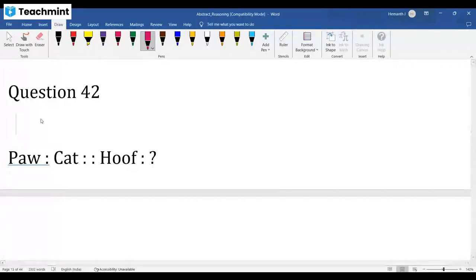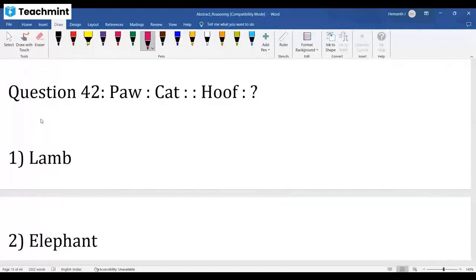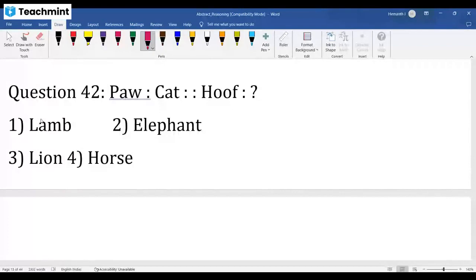Now what about this one? So again you need this basic knowledge. Everybody is requested to complete this: animals and their young ones' names. I think for a cat the young one is called a kitten. So for which one is the young child's name? For a horse, the young ones are called foals.